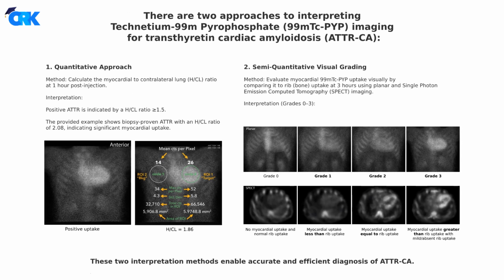So why does this matter? Accurate diagnosis of ATTR-CM using 99mTc-labeled bone-seeking radiotracers like PYP depends on two key components: following standardized acquisition protocols and applying a structured interpretive framework.